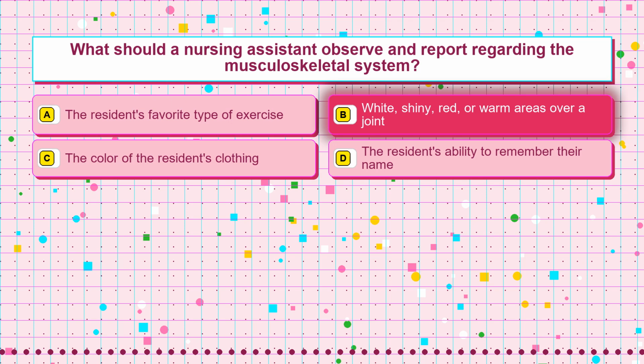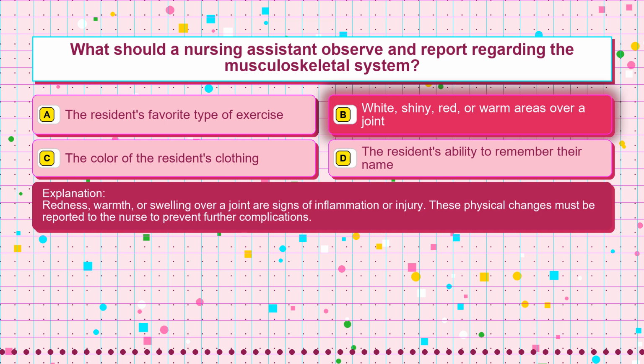The correct answer is option B, white, shiny, red, or warm areas over a joint. Redness, warmth, or swelling over a joint are signs of inflammation or injury. These physical changes must be reported to the nurse to prevent further complications.